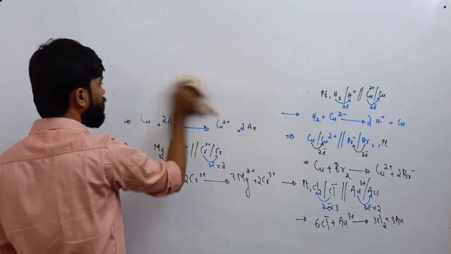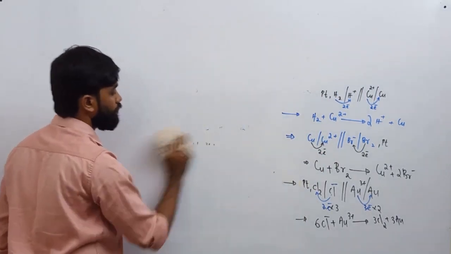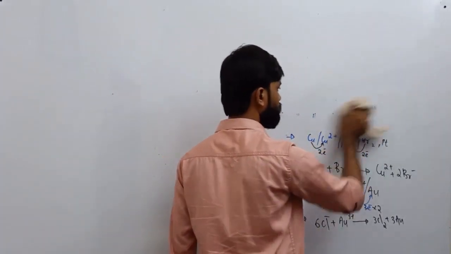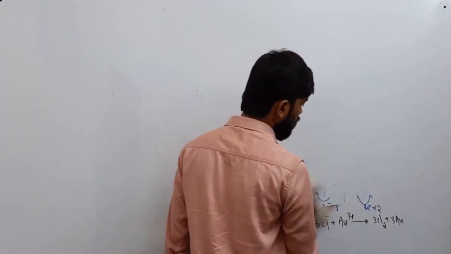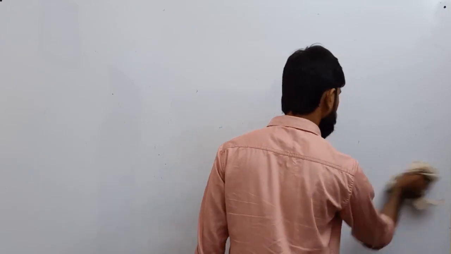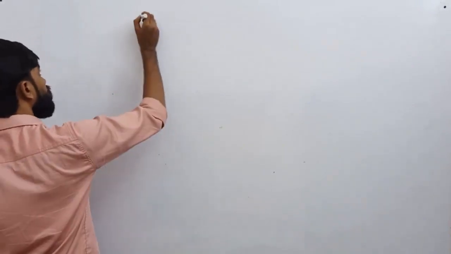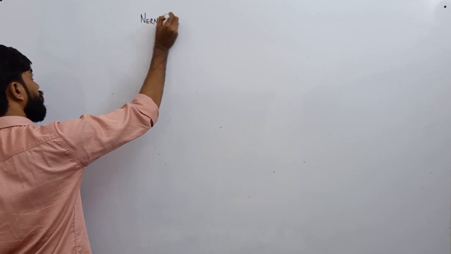So the next part, that is the Nernst equation. What is it? The Nernst equation means an empirical relation between electrolytic concentration and electrode potential. Okay, the Nernst equation.